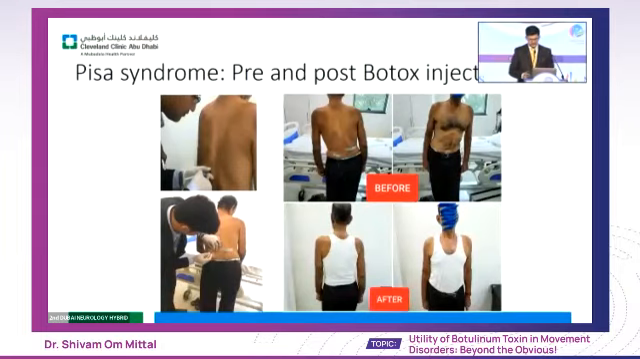This is a patient. You can see he has a very prominent laterocollis, Pisa syndrome, and that got better after the injections into the thoracic and lumbar paraspinal muscles. They usually need a higher dose, about 200 units of OnabotulinumtoxinA, botulinum toxin A or Botox.